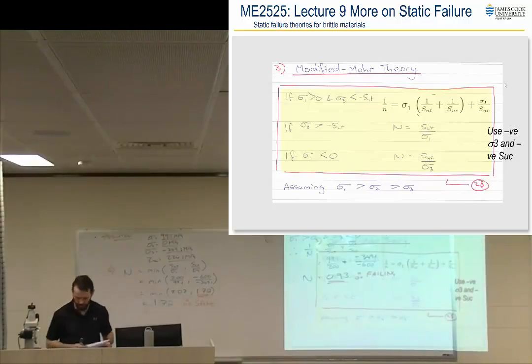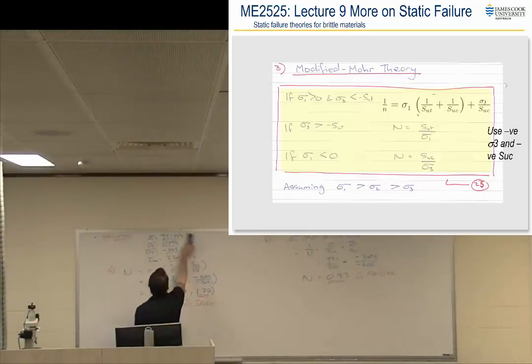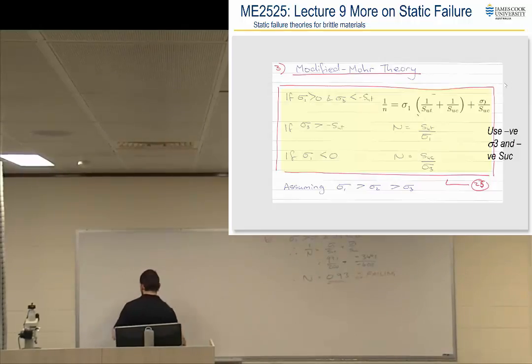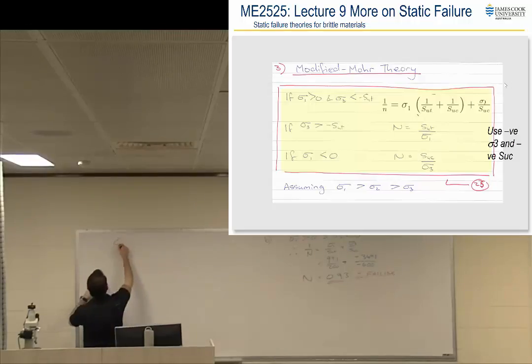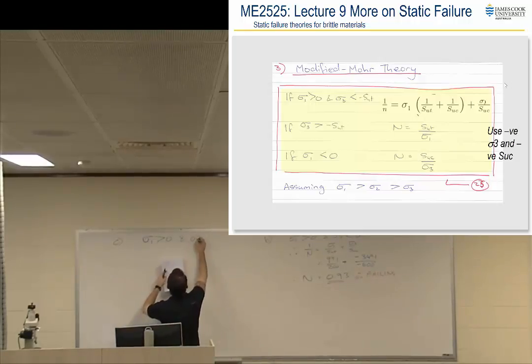Let's write it down. Okay, now I'm over here so I can do a drawing out there. So for part C, you could write modified Mohr theory, like actually write what you're using for each of these, just because it's nice and that's good communication. I'm not going to because I'm lazy. Sigma 1 greater than 0 and sigma 3 is less than minus SUT.